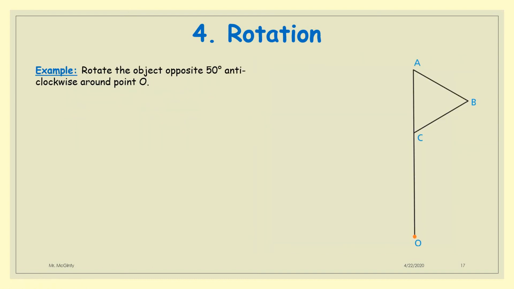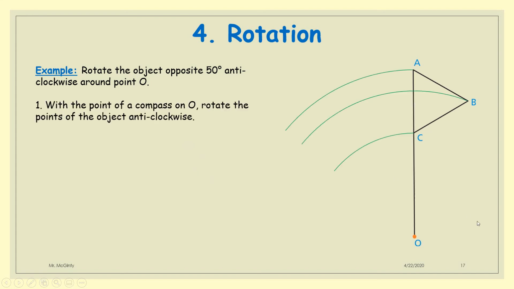So an example of a rotation, we have a flag here, we've labelled it ABC, and we have point O, which is where we're going to rotate the flag around. So we want to rotate the object 50 degrees anti-clockwise around point O. So point O is here. We want to rotate it 50 degrees anti-clockwise, so clockwise is obviously going that way. So we're going anti-clockwise. Very important.